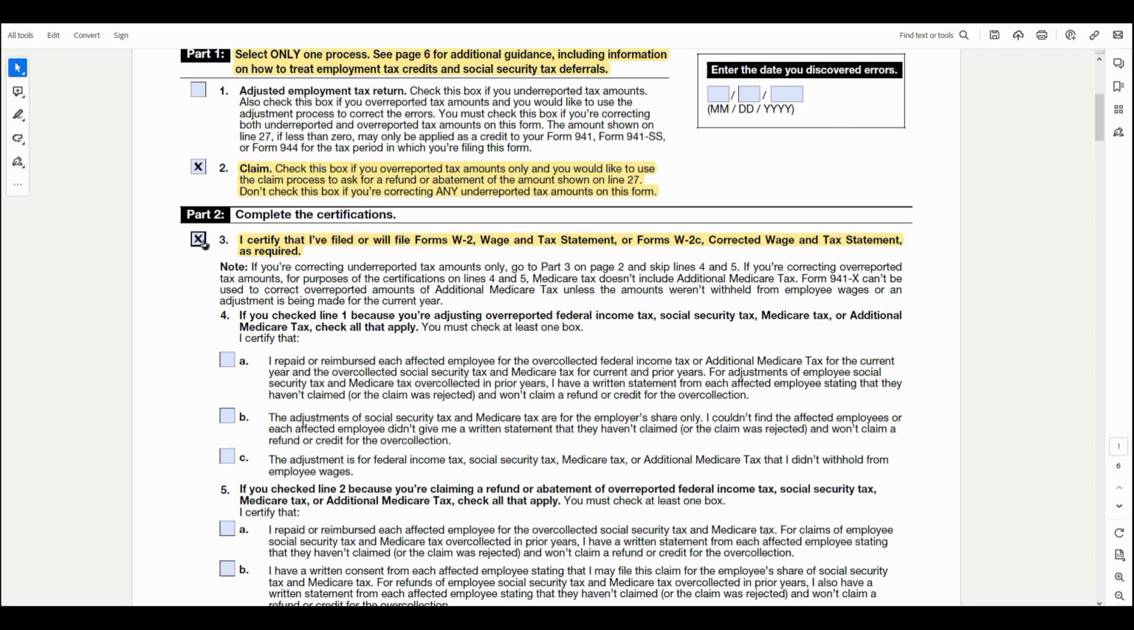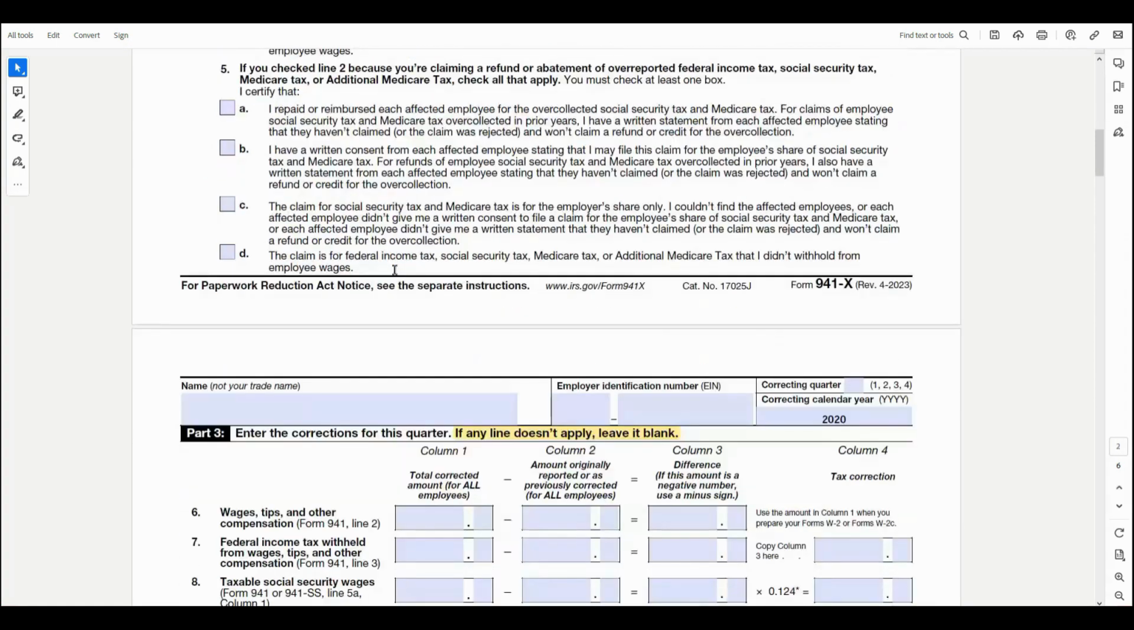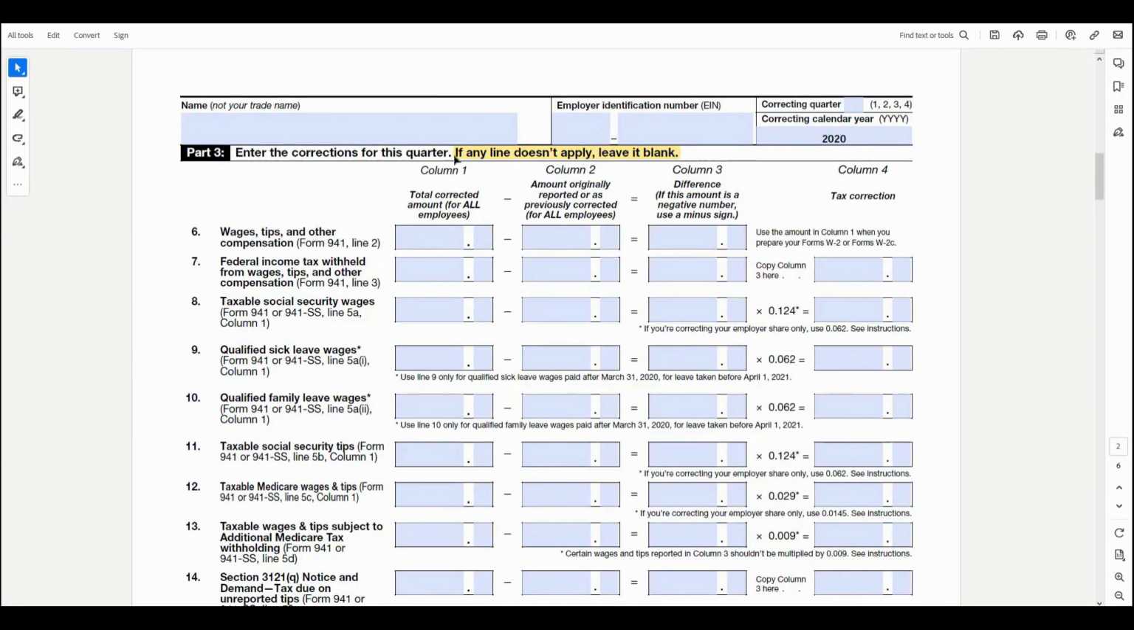So you do still have to certify here on box 3 that you filed or you will file the W-2 statements. Okay, so you still have to certify that. And then down here, I highlighted this here, because if you're like me, you likely like to put zeros on all these empty boxes. You don't like to see empty boxes like that. You're always afraid somebody's gonna write something in there. I just included that there.